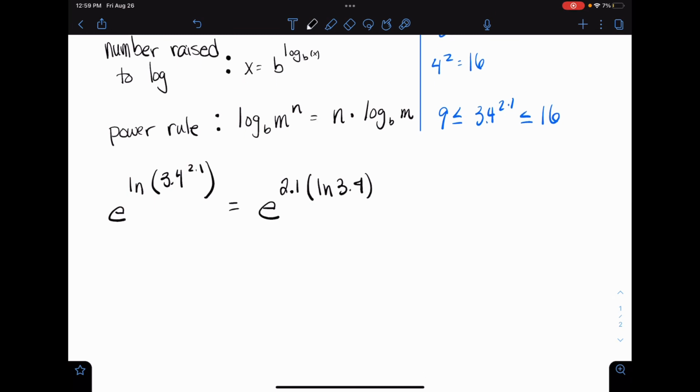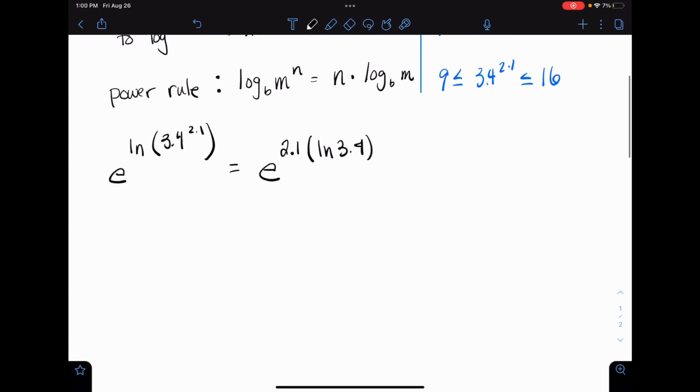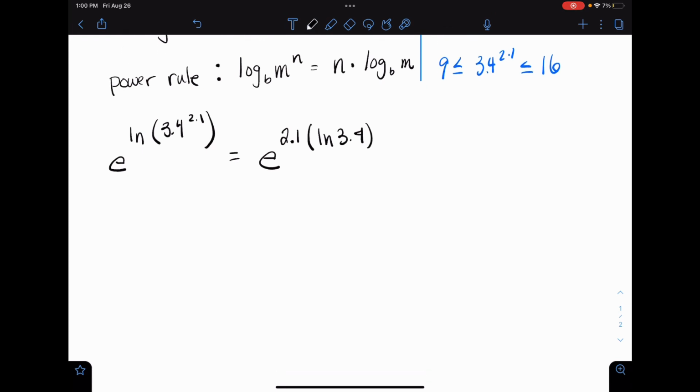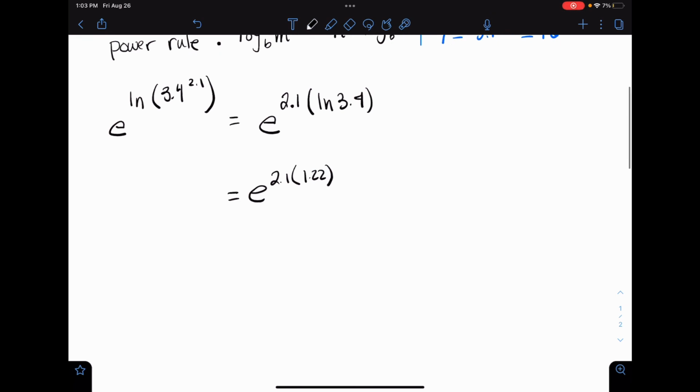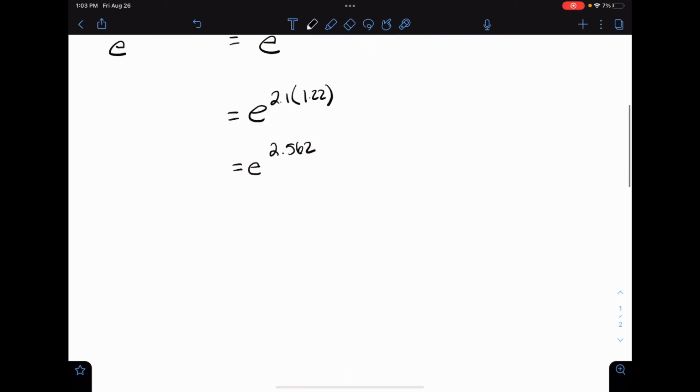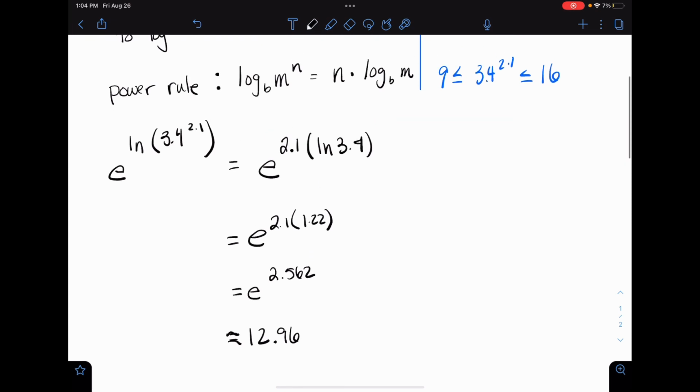This is why I said I don't love this problem. The answer key then says you use your lookup table, which is not necessarily something you have access to. I'm not sure where this problem was pulled from. It'll give you that ln 3.4 is, oh, I did not look it up, ln 3.4 will give you 1.22. If you multiply these numbers together, which is, again, not something you'll be able to do without a calculator, you'll get 2.562. And then if you solve this, which, again, you will not be able to do without a calculator, you'll get 12.96, approximately, which falls right in our range of 9 and 16.